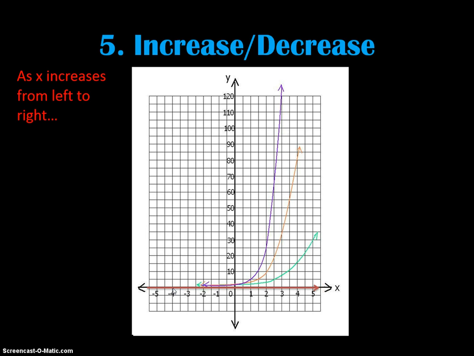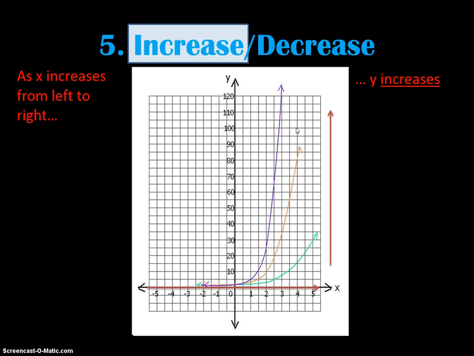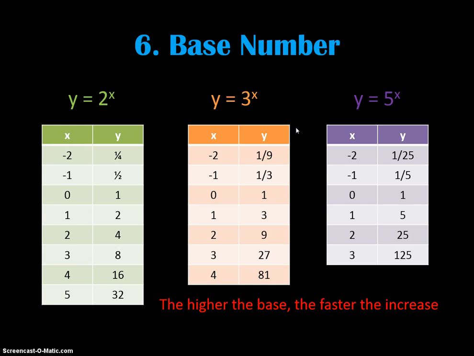Now here's a new characteristic, increase and decrease. Well, if we're talking about increase and decrease, we want to take a look at the x values from smallest to largest. So we're moving towards the right-hand side. And then we take a look at what our y does. So it looks like our y values are always increasing in each of these functions. So since y increases, this is an increasing function. The last characteristic is to take a look at the base numbers, 2, 3, and 5. The higher the base, the faster the increase is going to happen.